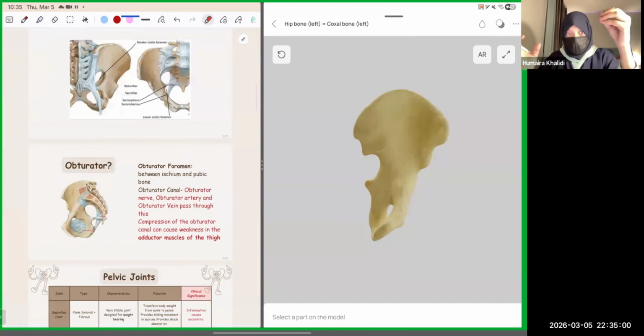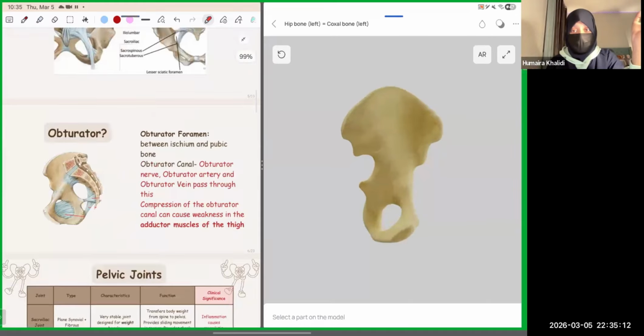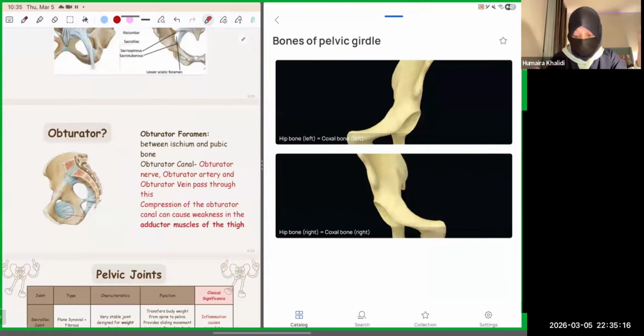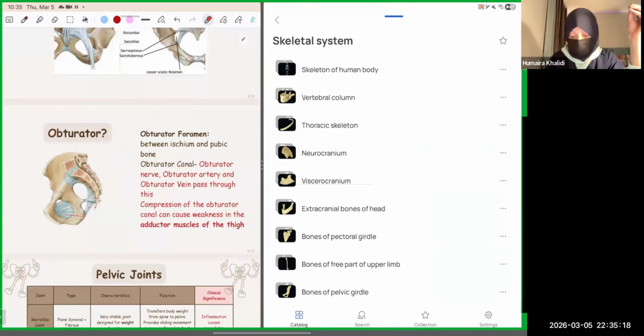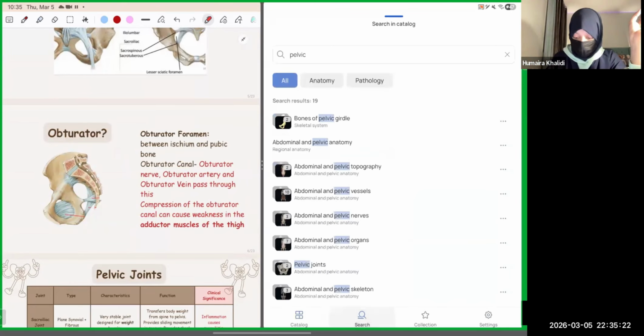The obturator foramen, since you guys know where the ischium and the pubis are, you can clearly know that this is the ischium, this is the pubis. The obturator foramen is between the ischium and the pubis. The reason I keep opening the model is because I want you guys to visualize how it looks in real life. If you don't visualize it, you're going to be confused and never going to get it. I don't want you to memorize all of this.